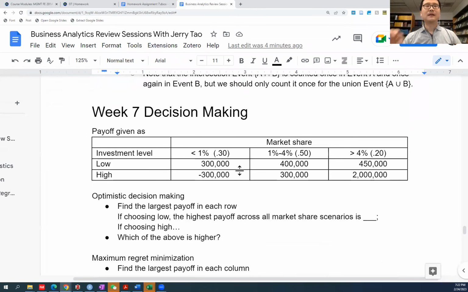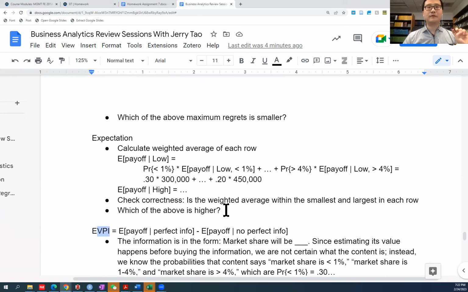So let's see. Let me move forward. So in the first question, we were given this payoff table, and everything was derived from it. In problem 1 part D, the last part is about expected value of perfect information. And to work on that, we also must calculate some expected value. It seems you already did an excellent job in calculating expected payoff under both scenarios.